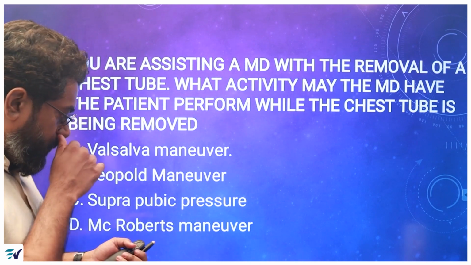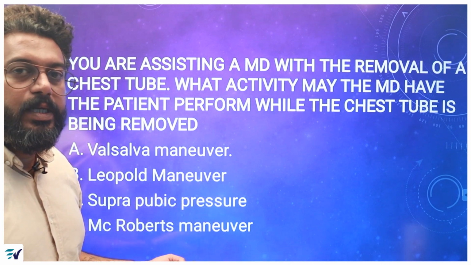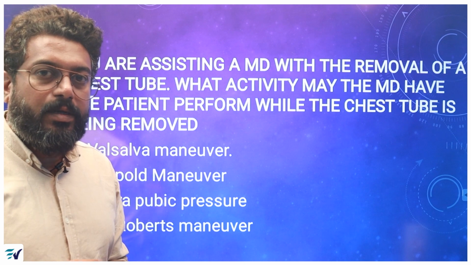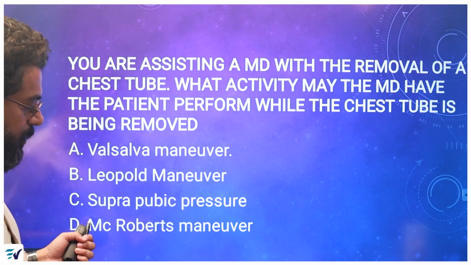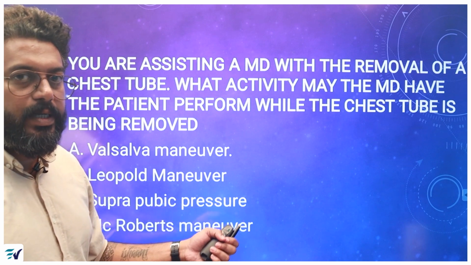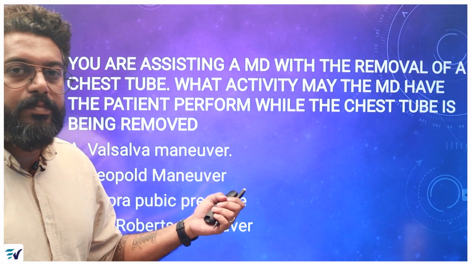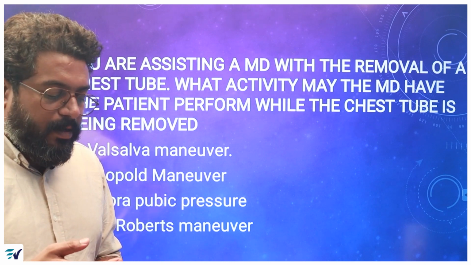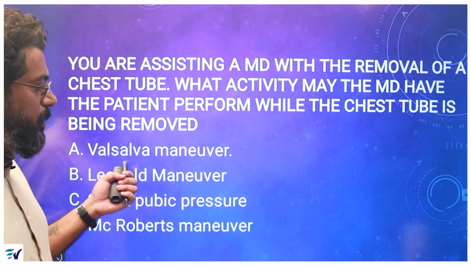Mac-Roberts maneuver. So, if you see the options Mac-Roberts maneuver and suprapubic pressure, these are the two methods used in shoulder dystocia. Shoulder dystocia means difficulty to deliver the shoulder once the head is delivered. So, to manage the delivery of the shoulder, we apply these two methods, which is applying suprapubic pressure, and the next method is Mac-Roberts maneuver. So, these two answers are wrong. Coming to the third option, Leopold maneuver, which is also a palpation method used in pregnancy, which is used to palpate the uterus to determine the position and the descent and presentation of the baby. So, option B is also wrong.